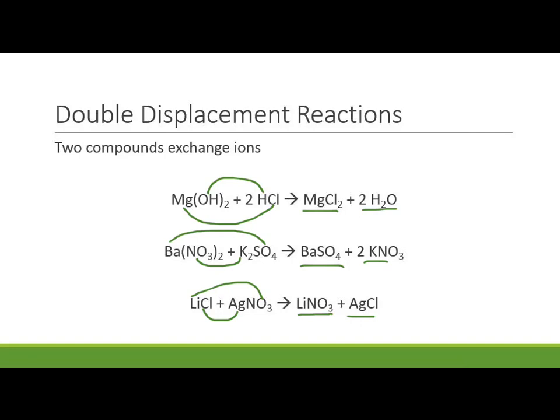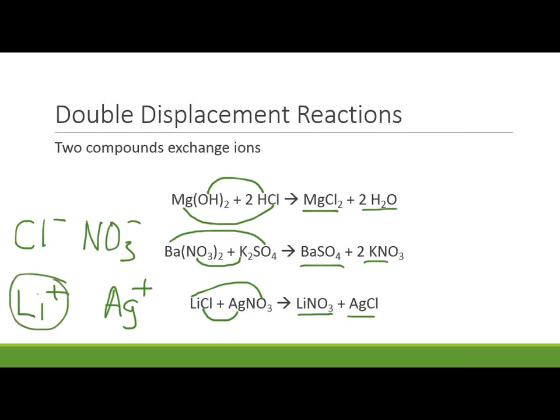Well, remember that lithium has a positive charge. Silver also has a positive charge. Chloride has a negative charge, and nitrate has a negative charge. So in this case, if lithium's floating around looking for someone to hang out with, it's going to be attracted to either the chloride or the nitrate. It will never be attracted to the silver because they both have a positive charge. And so if it partners up with the chloride, then we just have our lithium chloride, like in the reactants here. If it partners up with the nitrate, then we form lithium nitrate, like in our products here.